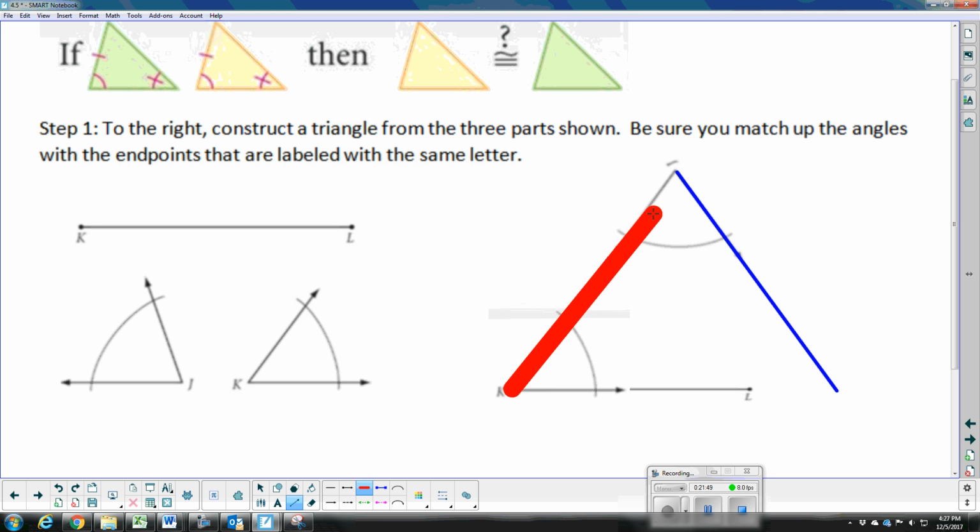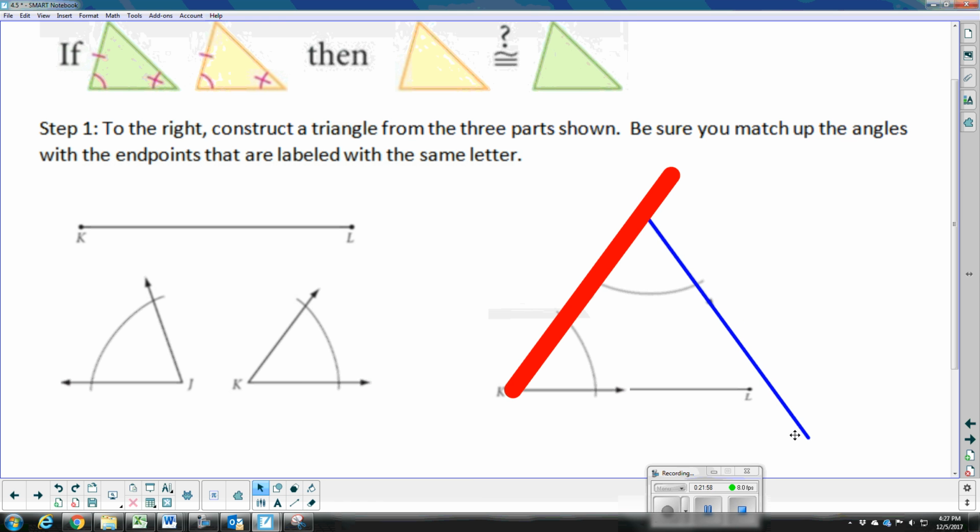So this is KJ. If it's this long, then this angle at J does not go through L. This is not a triangle. But if it's only this long, then it goes through L. So this is a triangle. If it's any shorter than that, then again, it doesn't go through L. So KL is not on the triangle.